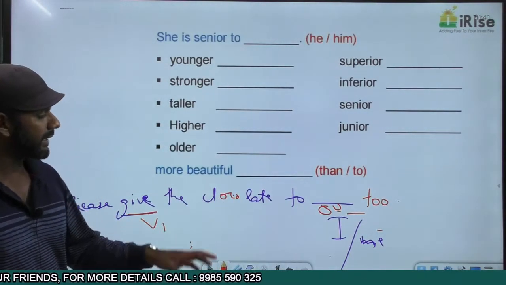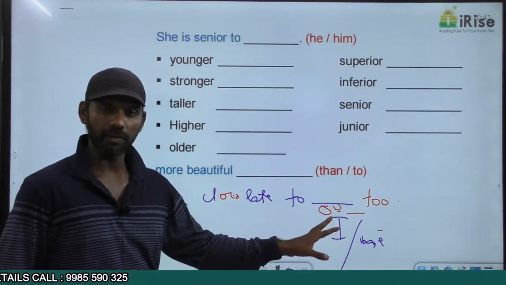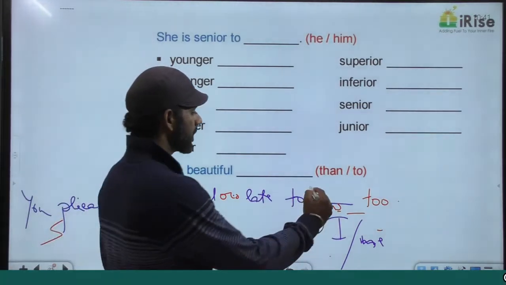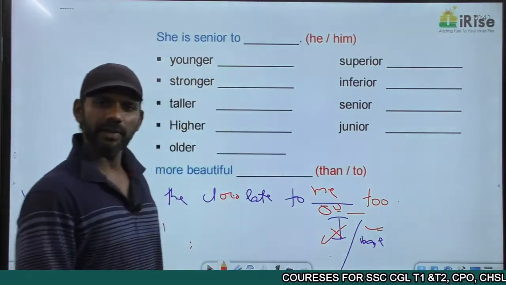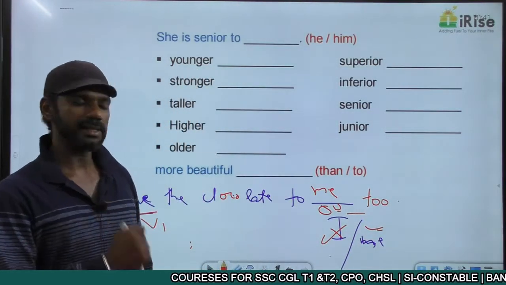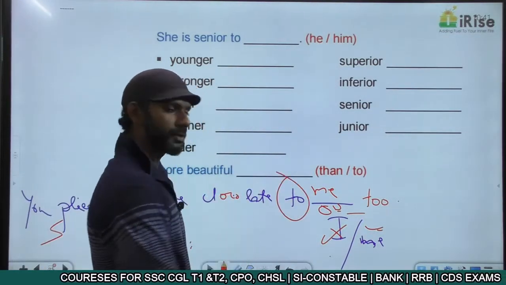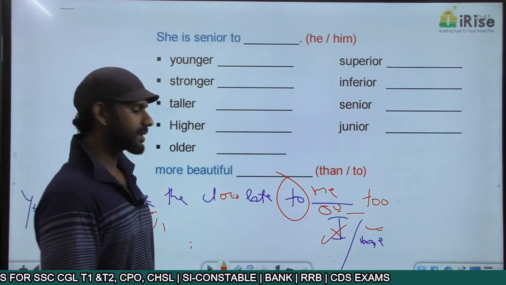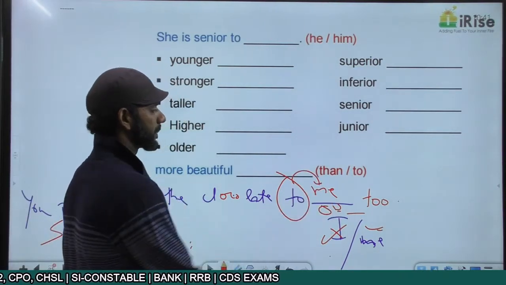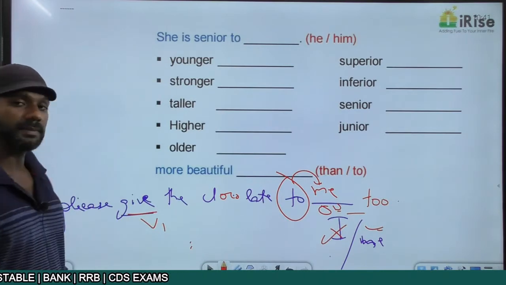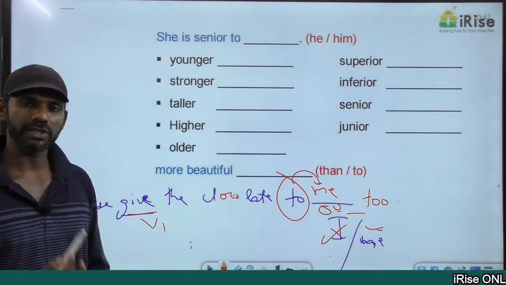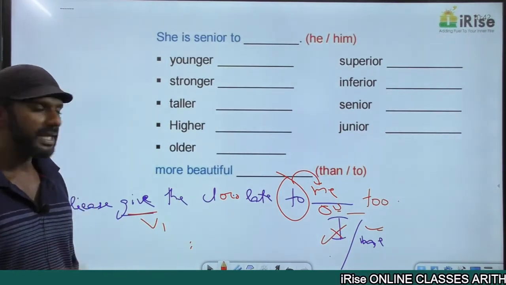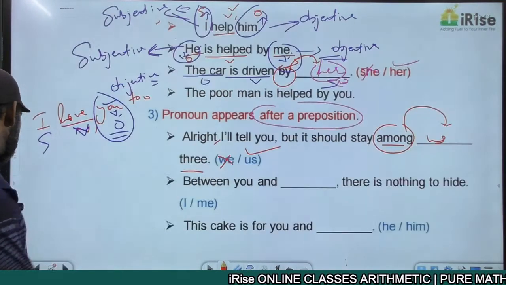This sentence is in the active voice, and in this sentence the pronoun is acting as the object. It must be in the objective form. Me is objective, so it must be me. That is one reason. The simple reason is to is a preposition. And in this sentence, the pronoun is coming after the preposition. The third rule in objective form: any pronoun that comes after a preposition must be in the objective form. Me is objective, so it must be me.